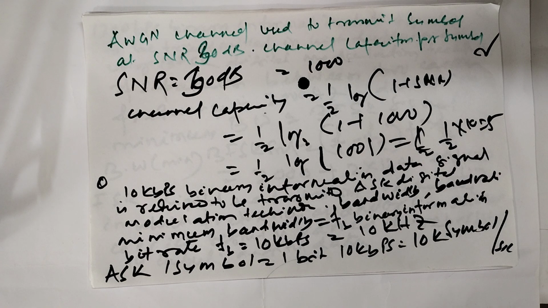A 10 kbps binary information data signal is required to be transmitted using the amplitude shift keying digital modulation technique. The minimum bandwidth is required. What is amplitude shift keying?